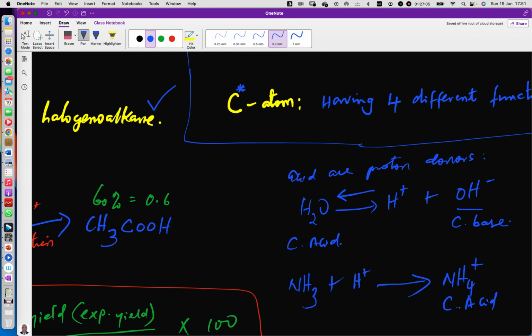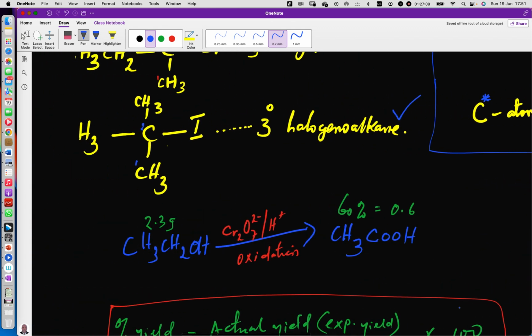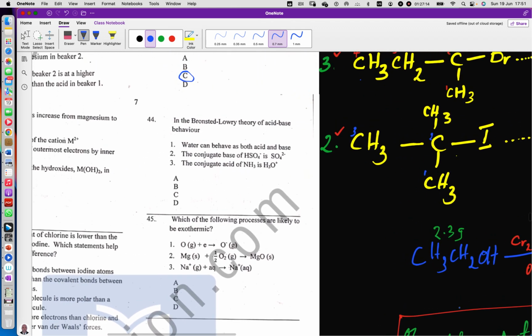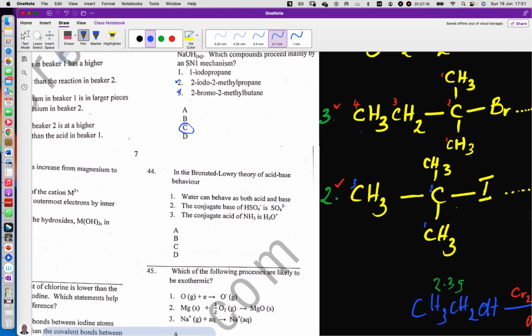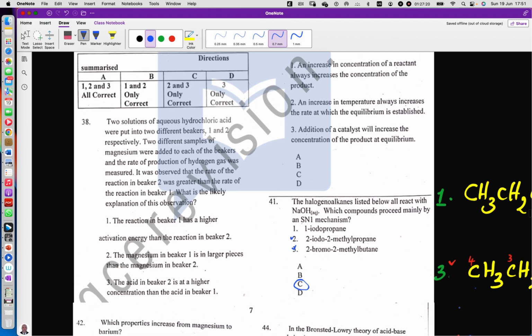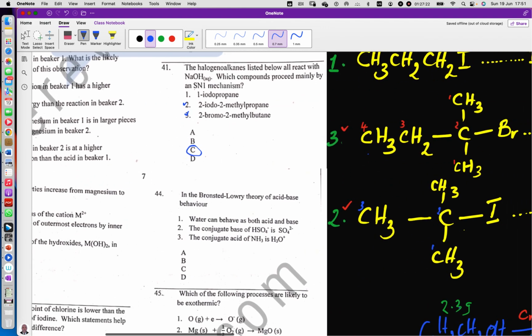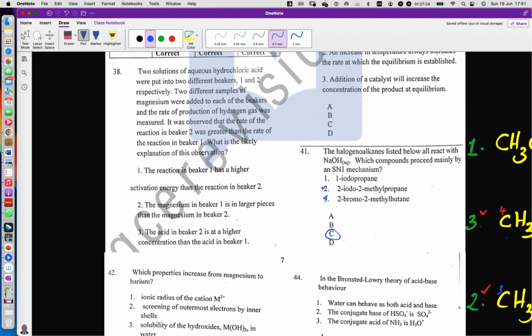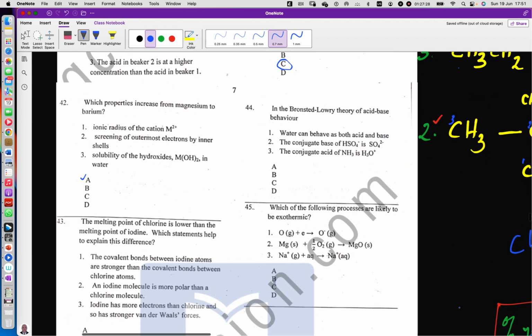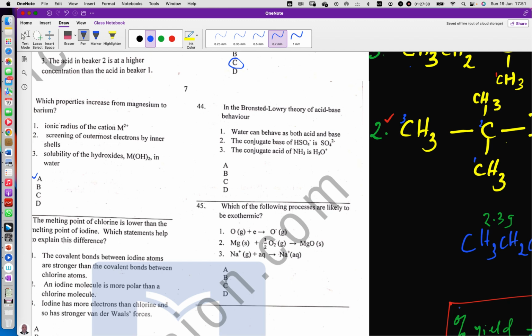So going back to our answers here. We are here. Okay. Water can behave as both acid and base. Good. I've just illustrated it there.